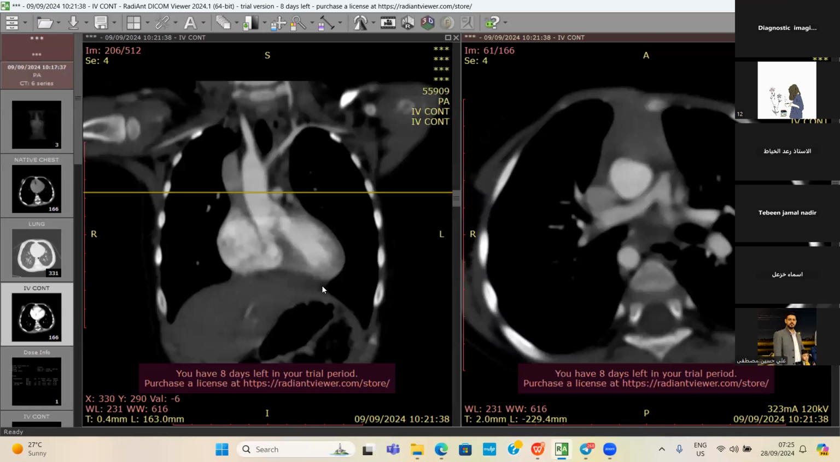The most common age of presentation of TOF depends on what? It depends on the degree of VSD and ventricular outflow obstruction, resulting in cyanosis presenting in the neonatal period. Yes, so the common age of presentation is the neonatal period.